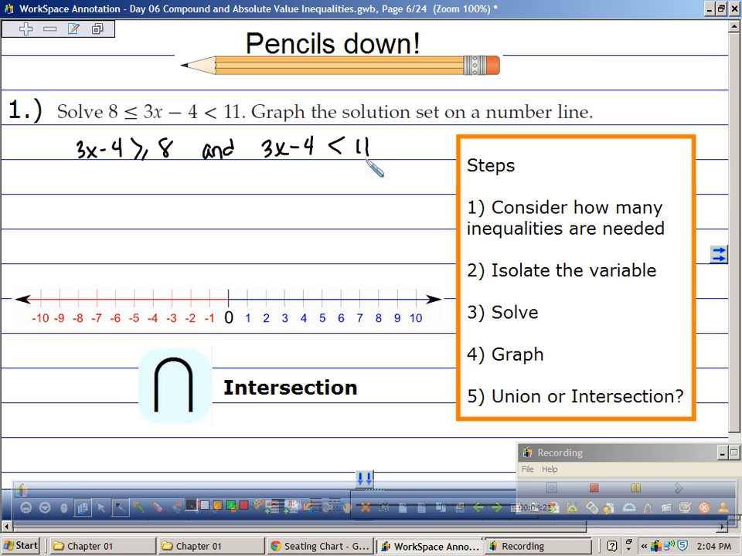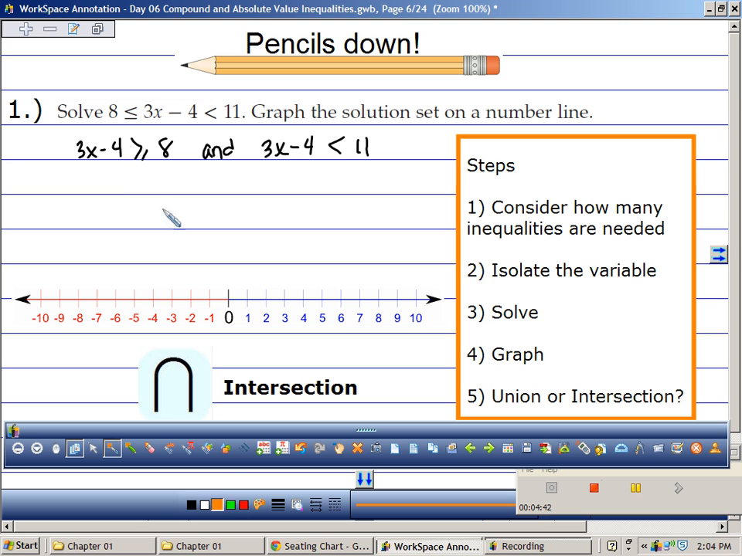Right? Isn't that what that statement's saying? It's telling me two separate things. That it's greater than or equal to 8, and less than 11. So I'm going to solve them like two separate inequalities. I'm going to go ahead and add 4 to both sides.